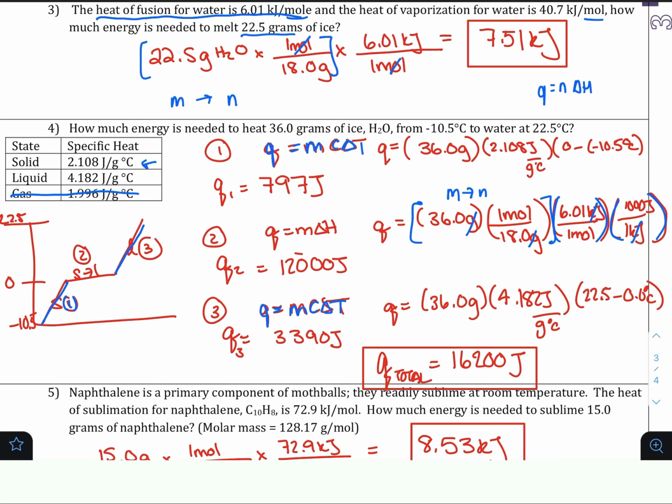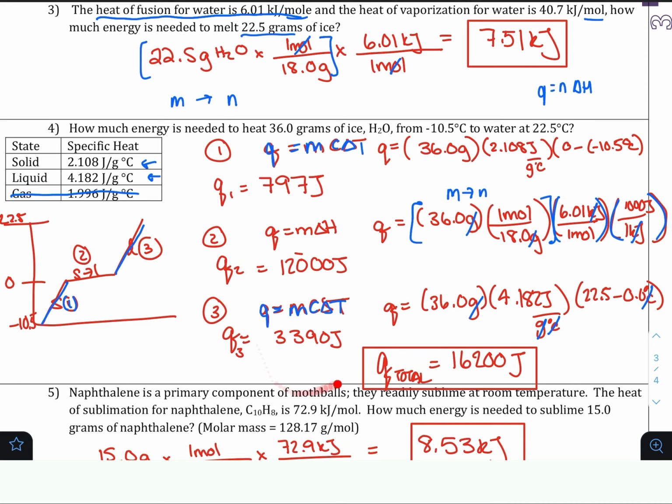All right, and then number 3 here. Q equals MC delta T again, because again, we'll have a change in temperature. Okay, so my same 36 grams, but now I'm using my specific heat for the liquid. Okay, grams cancel with grams. All right, my change in temperature is from my 0 to my 22.5. Okay, and that's going to cancel my degrees Celsius, so I'm left with just joules.